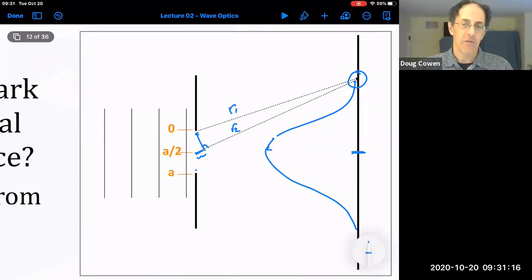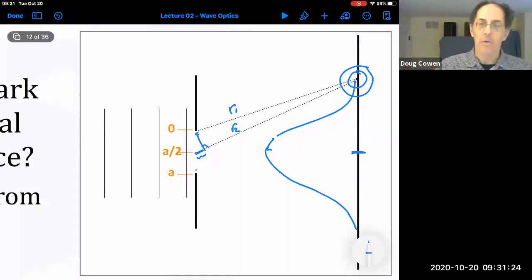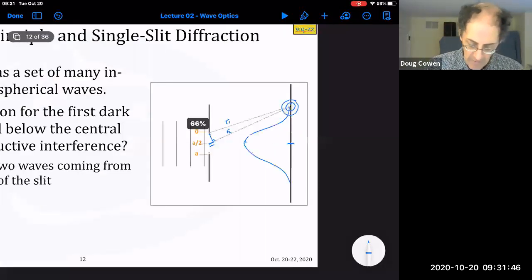If I want destructive interference at this point over here on the screen, then I'm going to require that R2 travels a half integer number of wavelengths farther than R1, because then when the two waves meet at that point on the screen, the peaks will line up with the troughs, troughs with the peaks, and we'll get destructive interference. So what is that condition? How do I write that down?